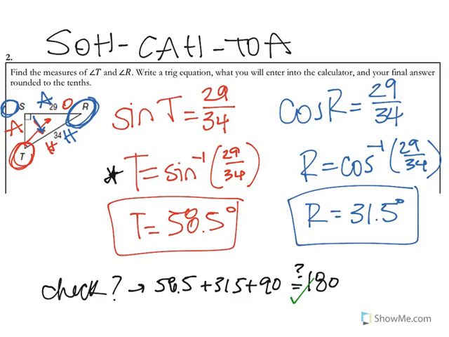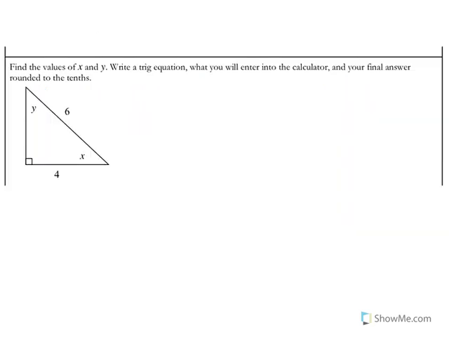Okay, let's do the one last problem. This is the last example that we've got. It says find the values of x and y, write a trig equation, what you will enter in your calculator, and your final answer rounded to the tenths. Even though they're not labeled, x and y are both angles because they are on the inside. So I'm trying to find x. What do we do first?